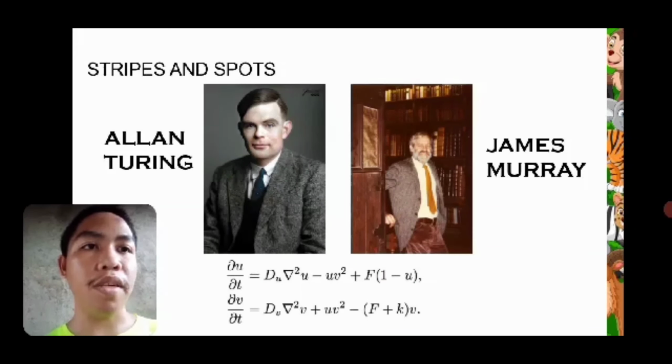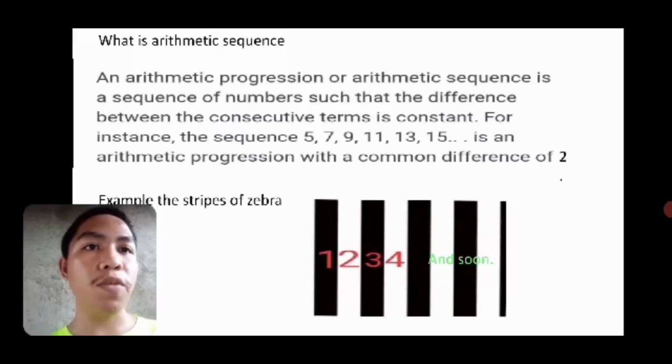In addition, an arithmetic progression or arithmetic sequence is a sequence of numbers such that the difference between consecutive terms is constant. For instance, the sequence 5, 7, 9, 11, 13, 15, and so on is an arithmetic progression with a common difference of 2. An example is the stripes of a zebra.